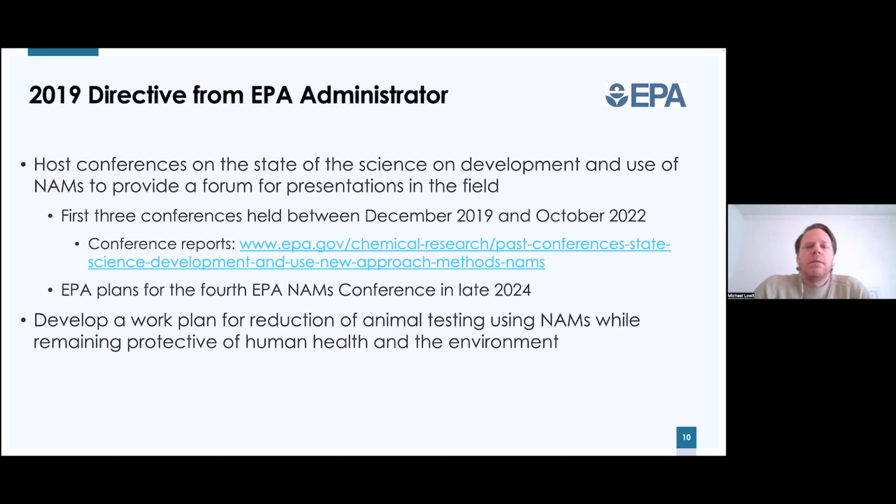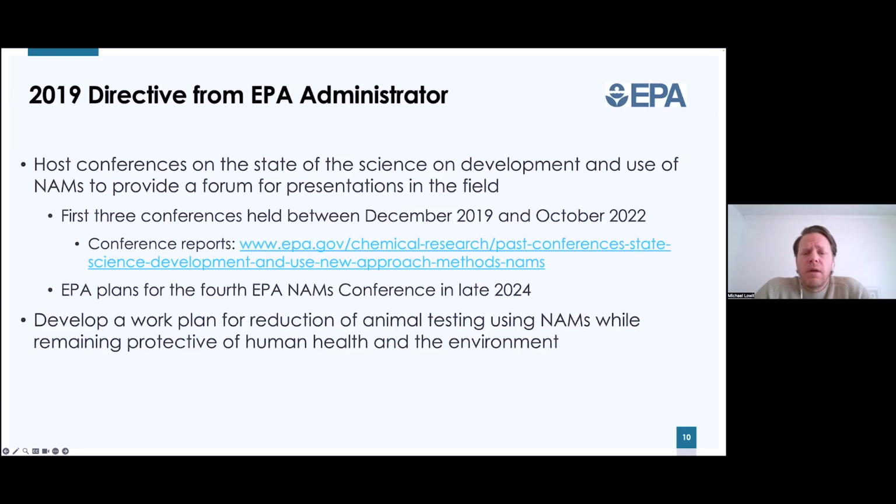In 2019, the US EPA put out a directive from the administrator prioritizing efforts to reduce animal testing. One of the priorities of these efforts is to host an annual conference on the state of the science on the development and use of NAMs for chemical safety testing. As defined in the work plan, new approach methods refer to any technology, methodology, approach, or combination that can provide information on chemical hazard and risk assessment to avoid the use of animal testing. The final reports for the first 3 conferences are available on the website listed on this slide. The 4th conference is currently planned for later this year.